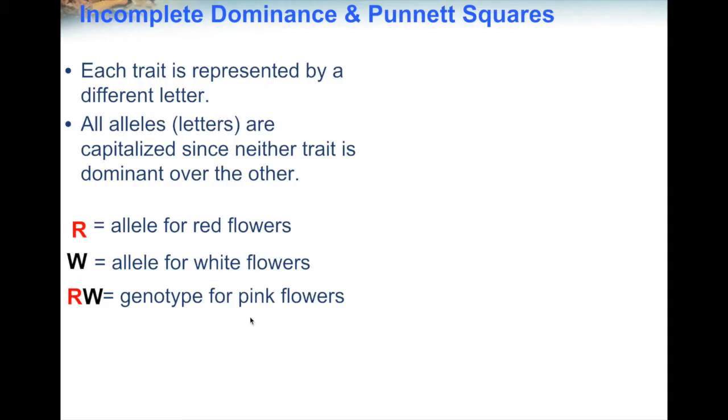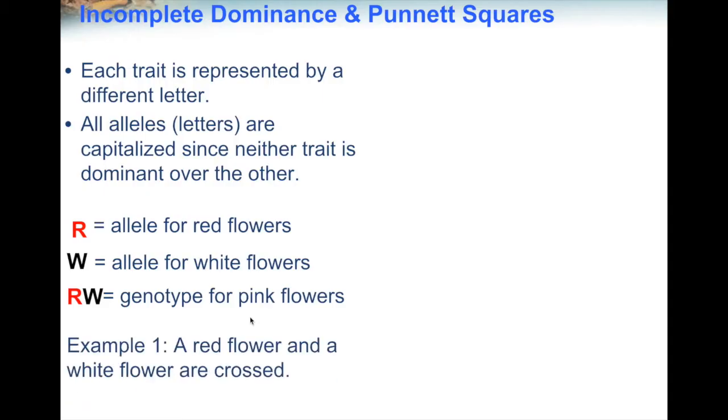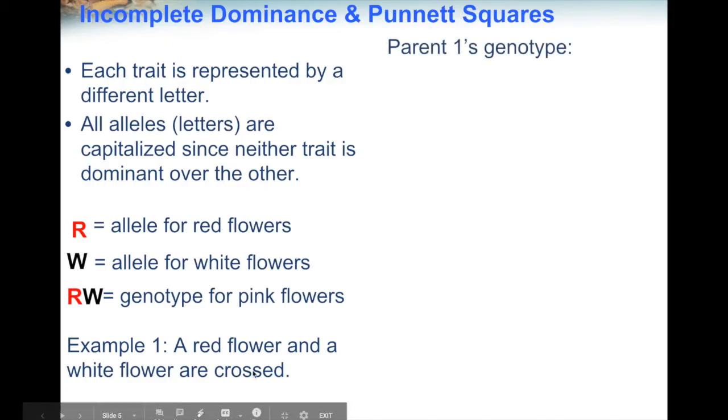So let's go ahead and do an example with a Punnett square. Let's say we had the red flower and we crossed it with the white flower. Cross just means they reproduce. Well, let's take a look at the parents' genotypes. So parent 1, the genotype for red flower. Now remember, genotype means two alleles or letters.